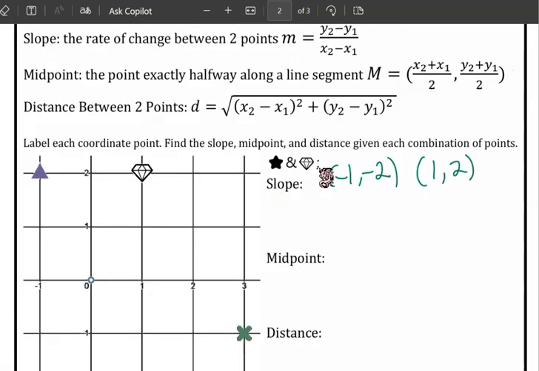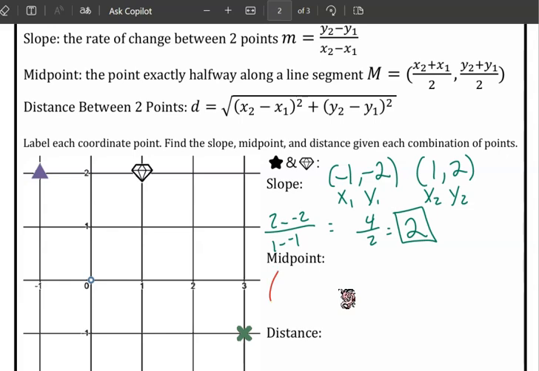Let's plug these into the formulas. Let's label them x1, y1, x2, y2. 2 minus -2 over 1 minus -1. That's going to give you 4 over 2, that is 2. The slope is 2.